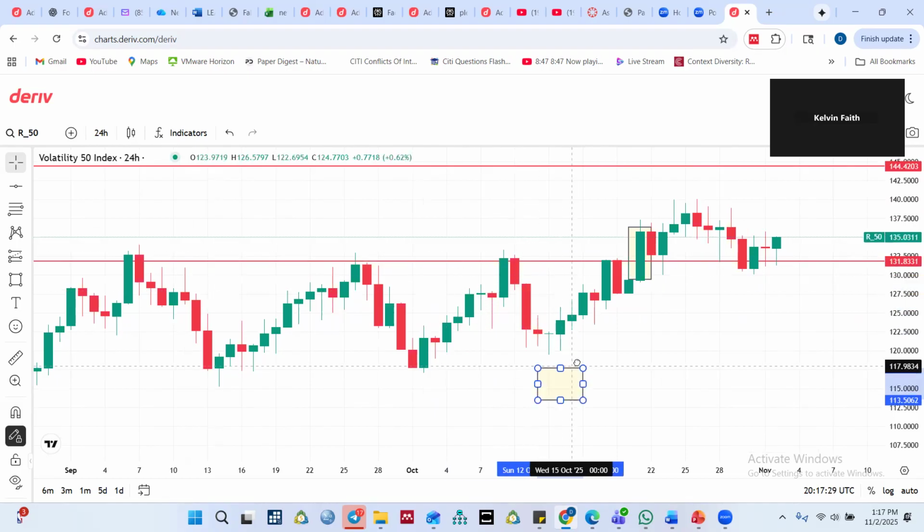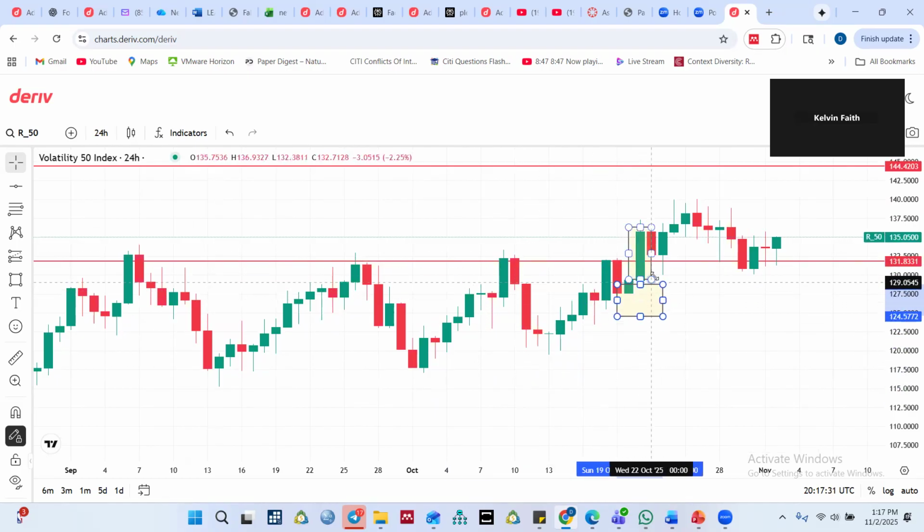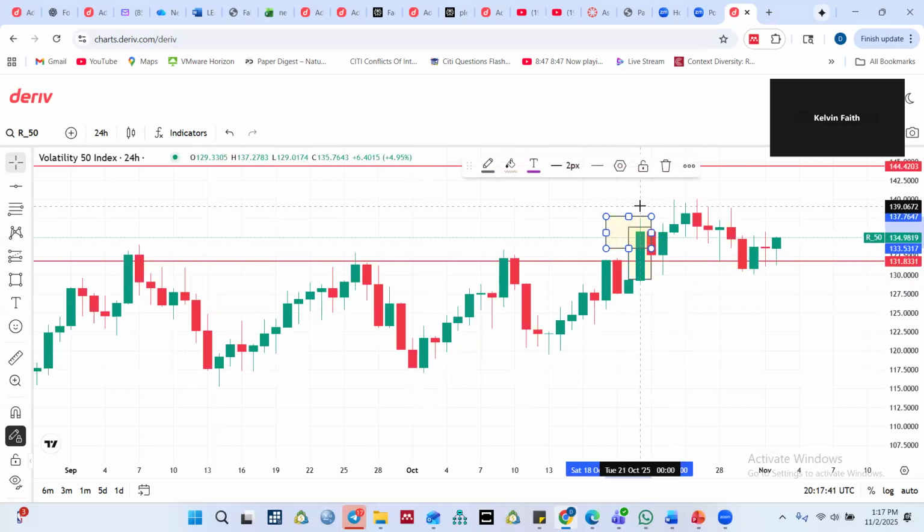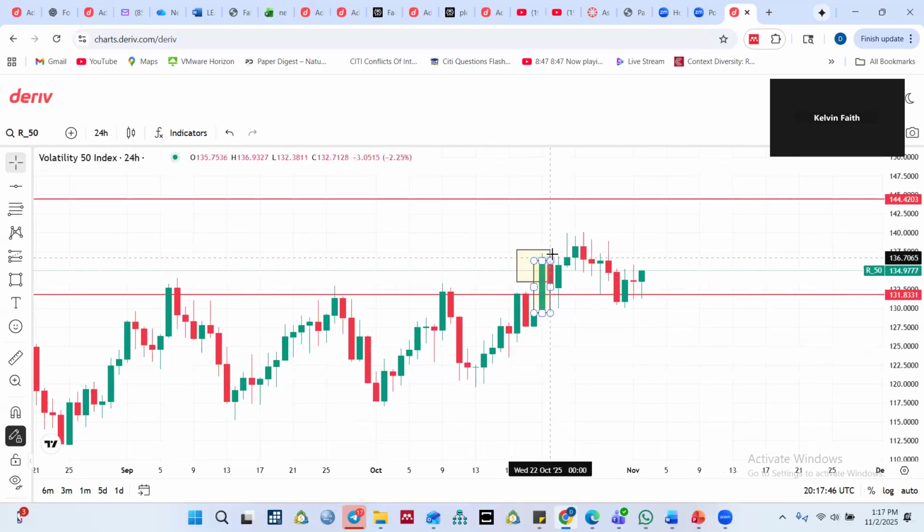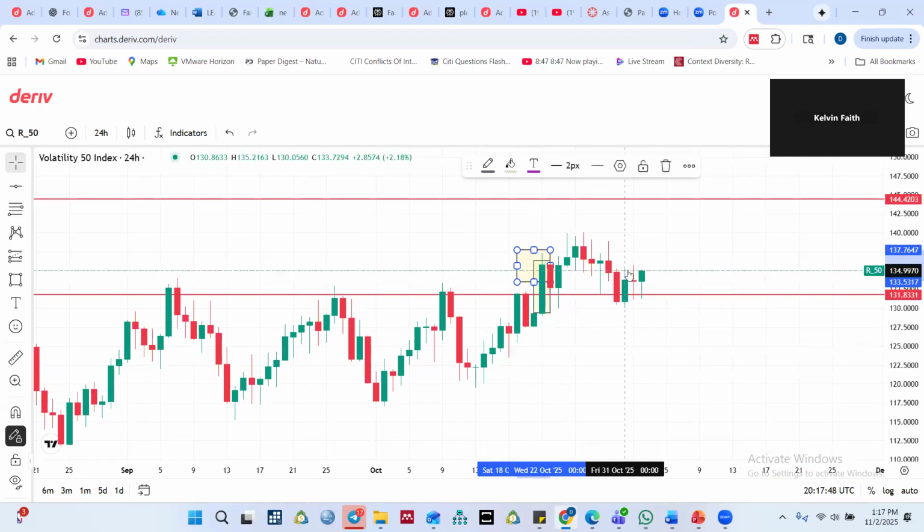Hit it again, drop. Hit it, drop a little, but we get a close body above it. This body close above it is another indication. So we should be looking now to buy above the red line. That's what we should be looking for.